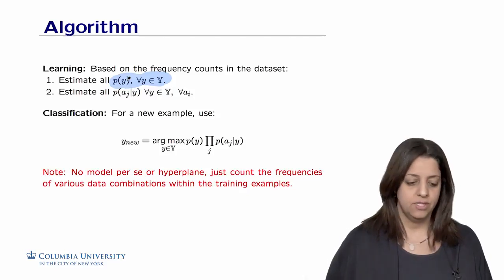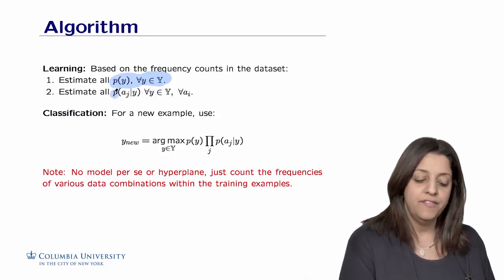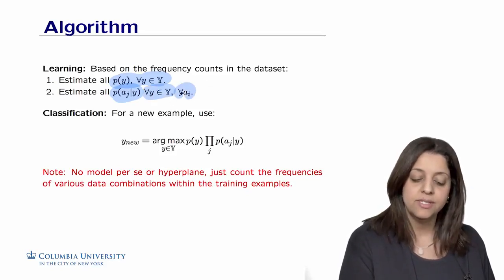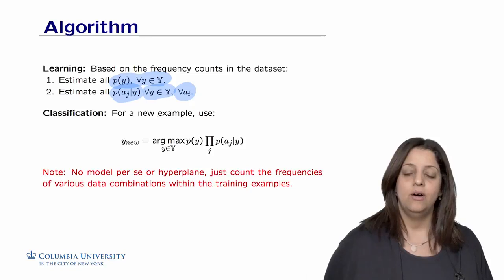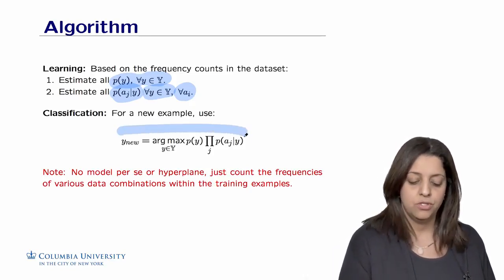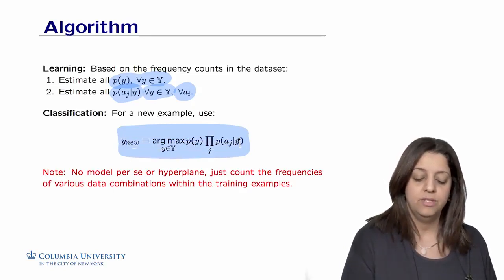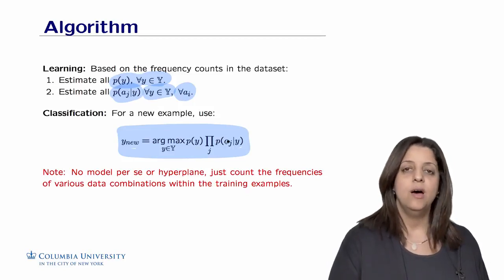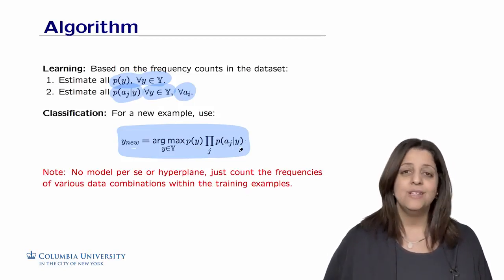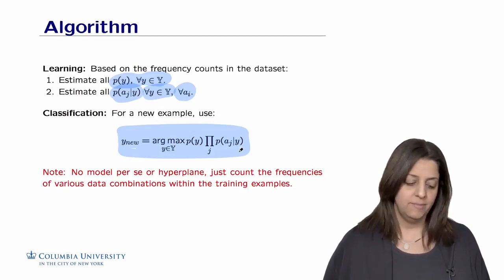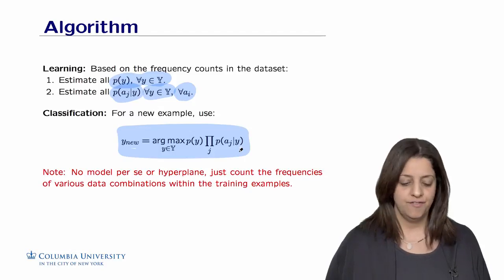So it could be y, spam, non-spam. We are going to estimate all p of aj, value aj given y, for all y in the set of possible labels, and for all possible words in the document. For a new example, we are going to use just the formula we just saw, which gives us that the label is the argmax, the label that maximizes the function p of y, product of p of aj given y. Okay, so in naive Bayes, again, there is no model, there is no hyperplane. Just count the frequencies to estimate the probability on various combinations of feature values with the training examples.